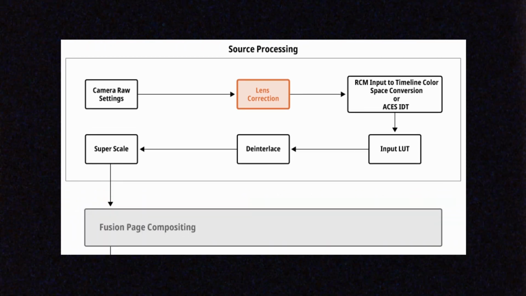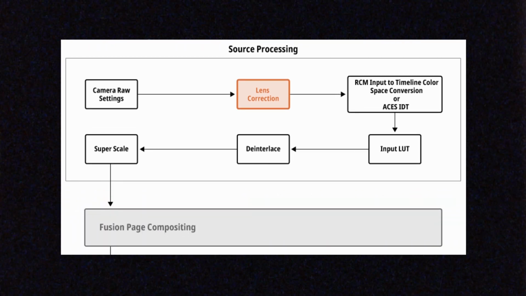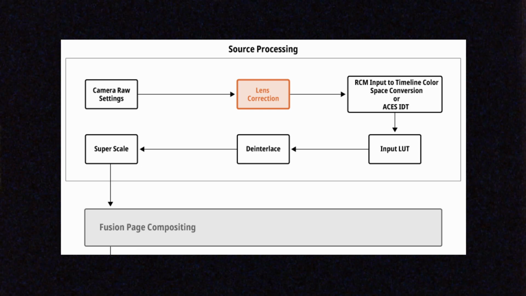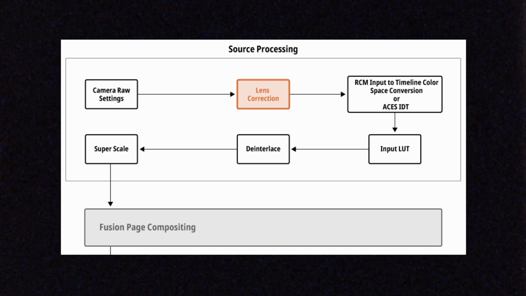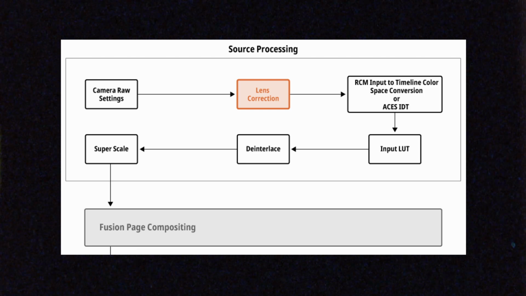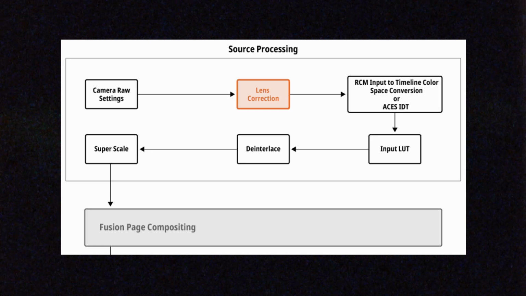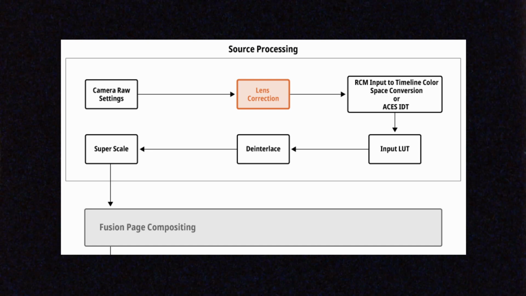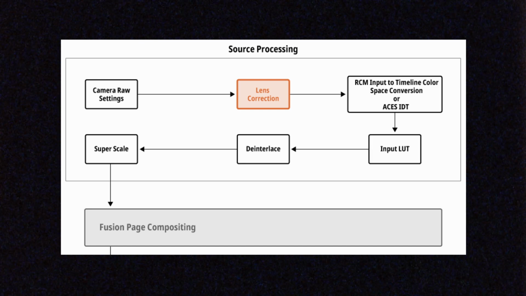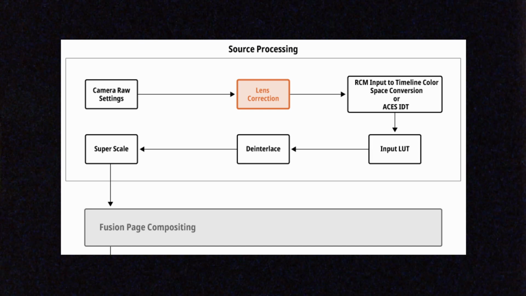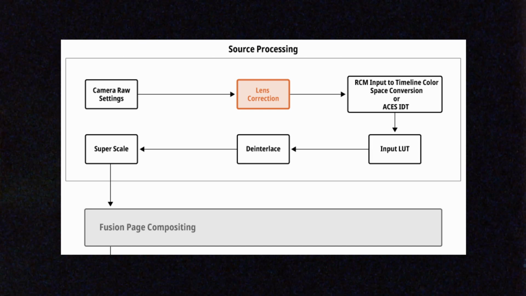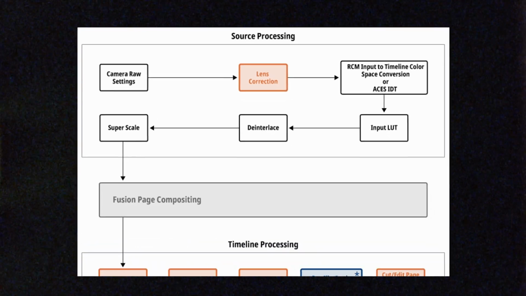After that, we go into the fusion page, and in fusion, it's really dependent on how you set up the compositing or the node graph that you're working in. So we can basically skip this part at the moment because it really depends on what you're doing. But just know that after super scale, after the source processing, we get to the fusion page, then all of the fusion stuff is happening, and then we go to the timeline processing.